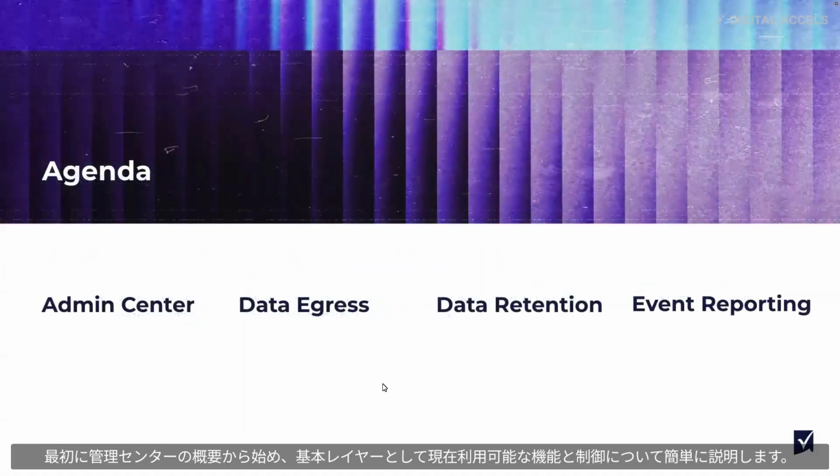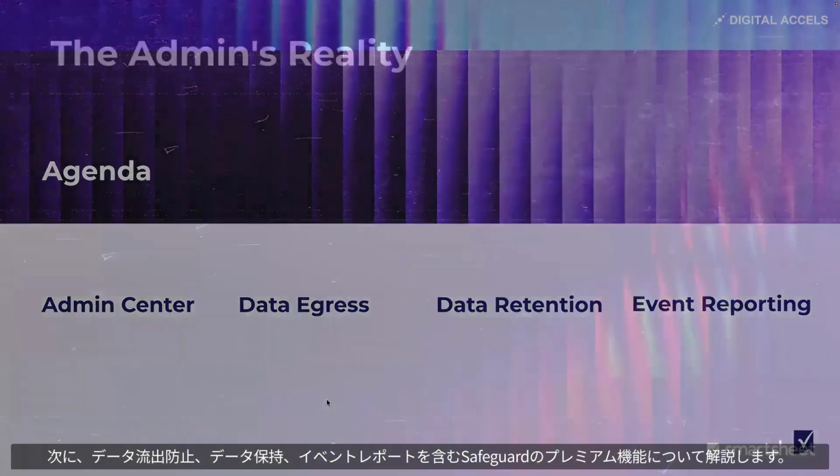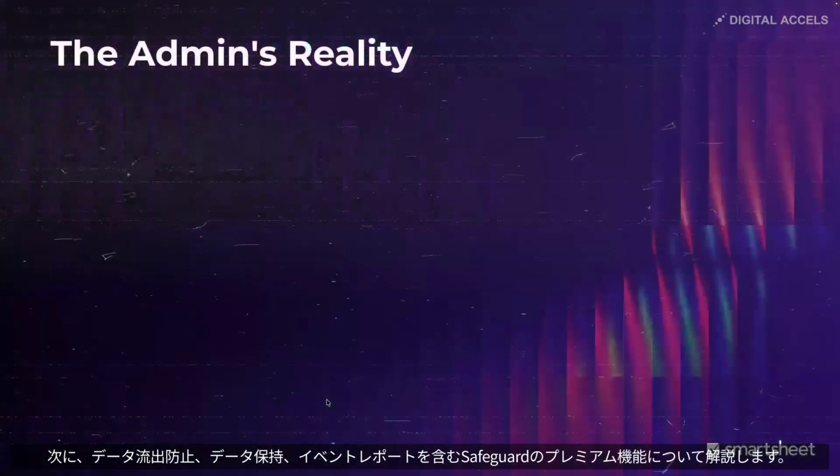For today's agenda, we're going to keep it simple. We'll start off with an overview of our admin center, briefly go through what familiarization and controls that you have access to today within it at a base layer. Then we'll walk through our Safeguard premium capabilities that include data egress, data retention, and event reporting.